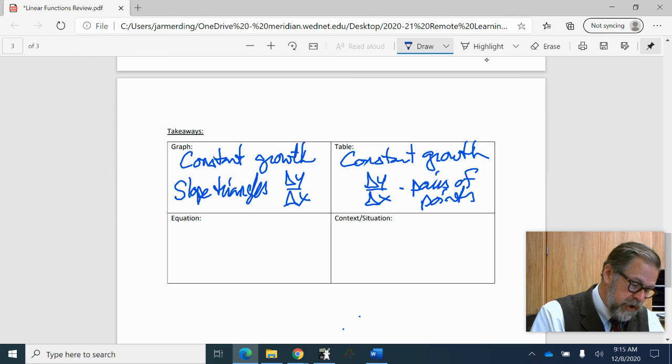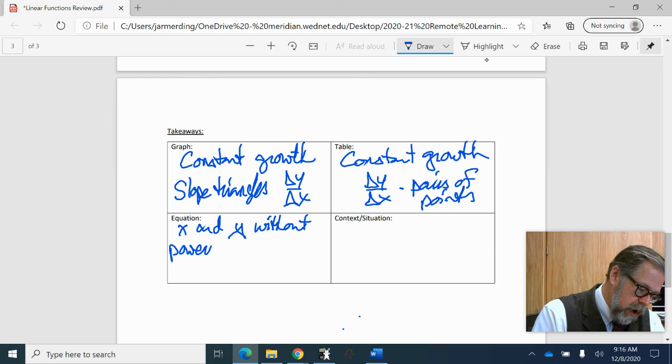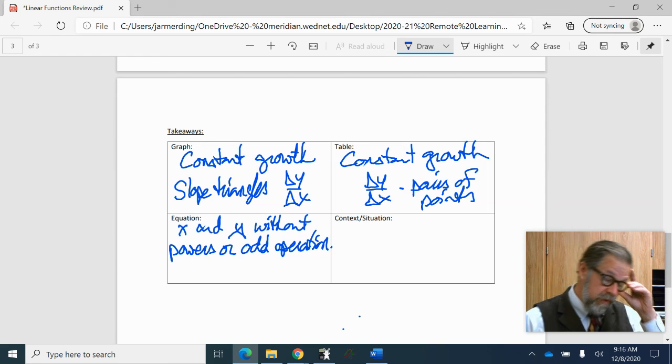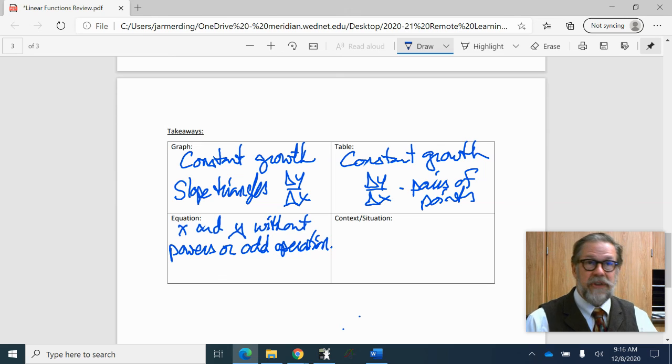In the equation, we're looking for x and y without powers or odd operations. We don't want to the power of x. We don't want x squared. We don't want square root of y. We just want x's and y's. We can have more than one of them, 2x, 3y, but no powers or odd operations.